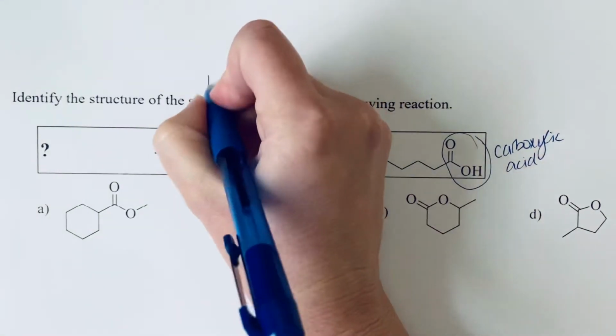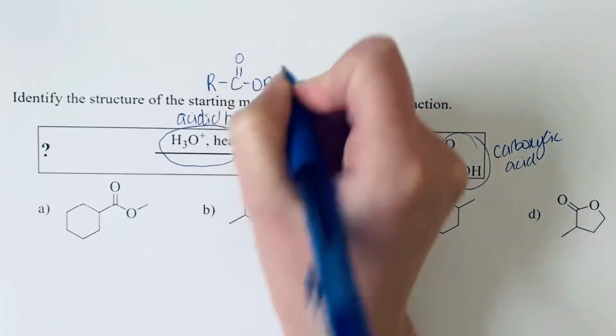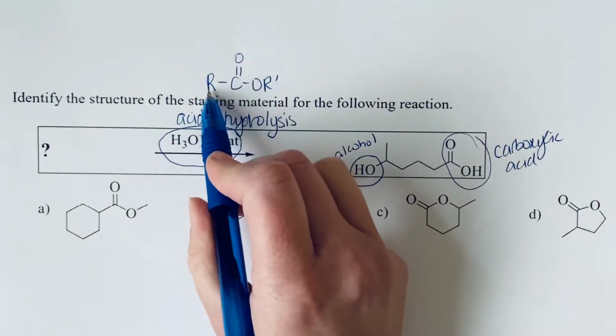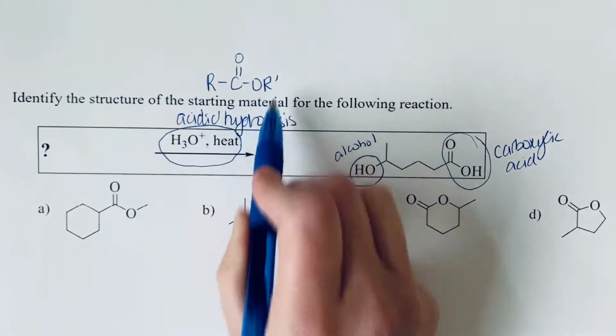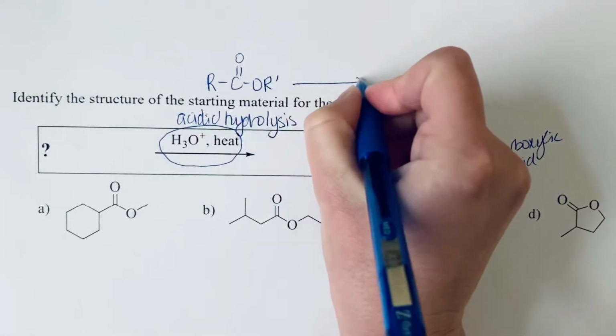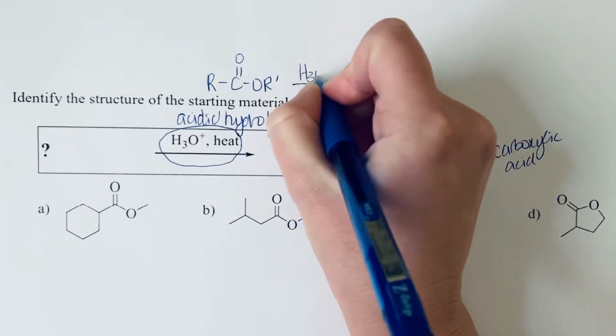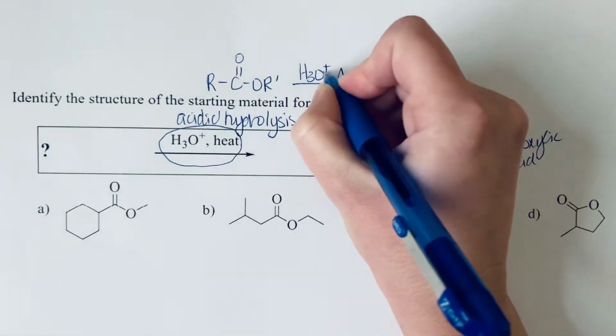So if we want to just draw a general formula of an ester, here is just a generic ester. We've got a carbon group on one side of the carbonyl and an oxygen with another bond to carbon on the other side of the carbonyl. And whenever we hydrolyze an ester, acidic hydrolysis would be one way of doing this, so aqueous acid and heat.